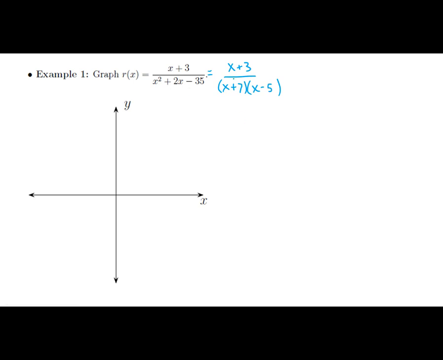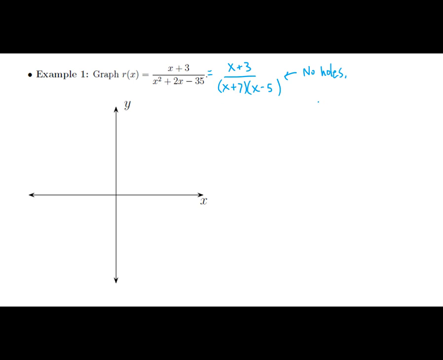And so from that factorization, I see there's no canceling that can be done. So the first thing I can note is that in this particular rational function, there are no holes. Because if there were, I would have the same factor, like x plus 3 and x plus 3 on top and bottom, that I'd be able to cancel, right? So there's no holes here, so we don't have to worry about that.